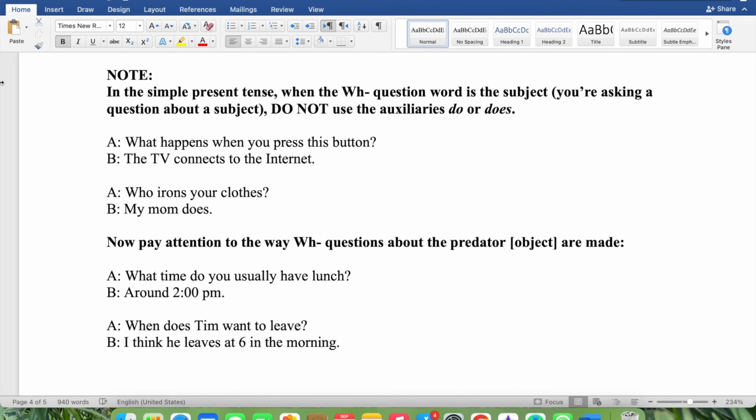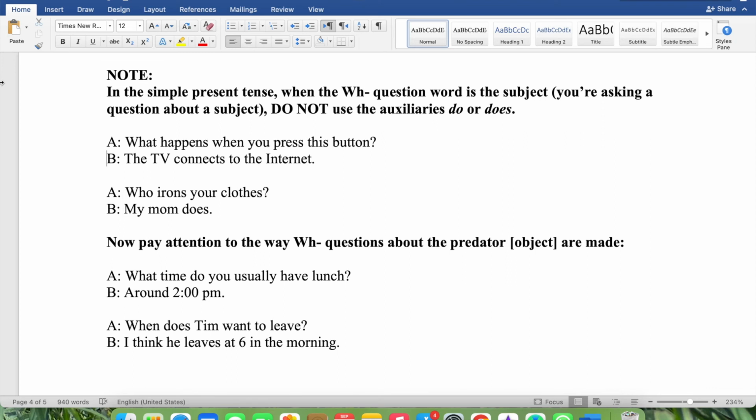Now, a very critical point here is that in the simple present tense, when the WH question word is the subject, which means you're asking a question about a subject, do not use the auxiliaries do or does. You know, auxiliaries are helping verbs. For example, what happens when you press this button? You know, something happens, right? So what happens? Something happens. What here is actually the subject of the question, so no auxiliary is needed after it. What happens when you press this button?